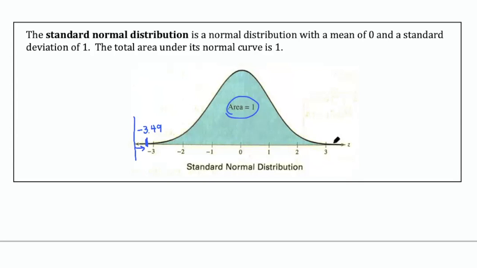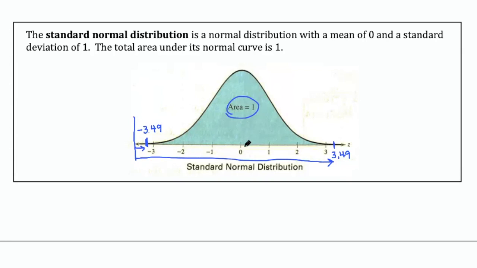Now, if we wanted to do the cumulative area for 3.49 positive, that's all the way out here. So I would start from this left edge and I would find the area of the blue shaded region all the way up to here. And of course, that's going to be close to 1 because the area of the whole thing, all the way out to the left to all the way out to the right, should total 1.